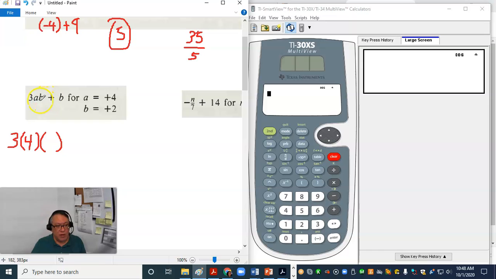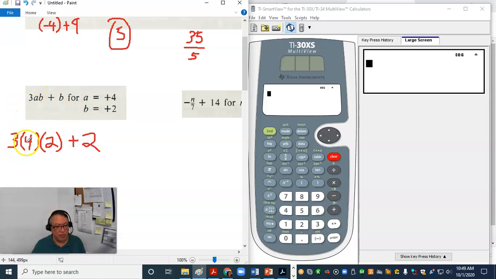So 3 AB, my B is 2. I see a plus sign, I'm going to bring that down, and then I have a B. Since it's just there by itself and I'm not multiplying it, I'm just going to put 2 down. So I wrote it exactly the way it is.